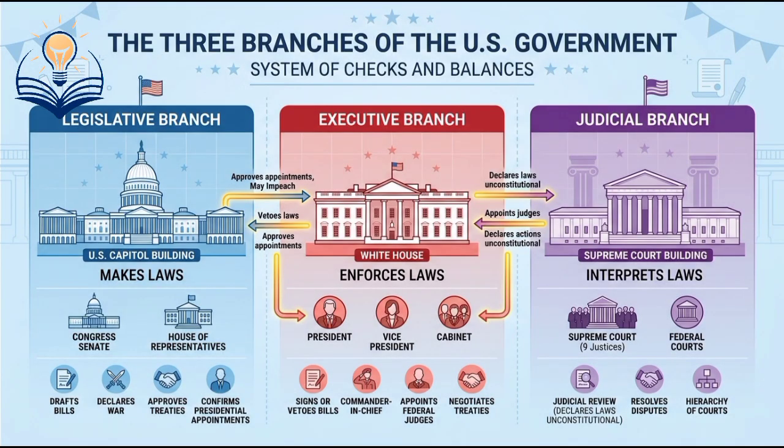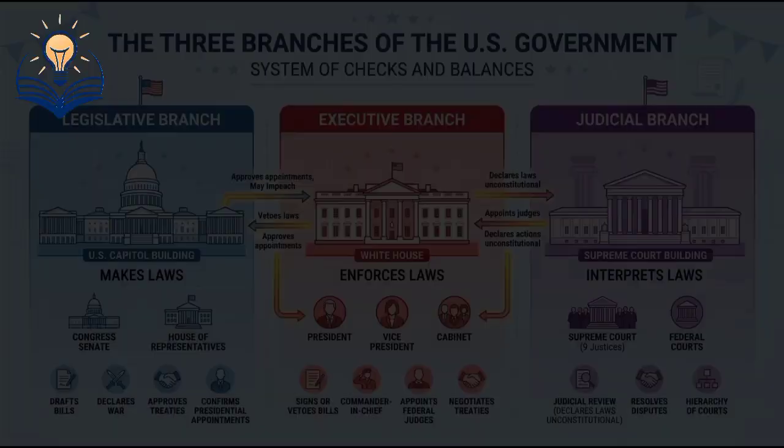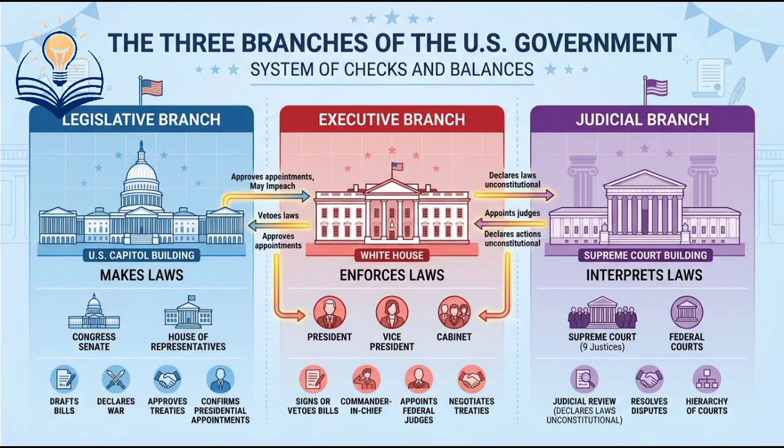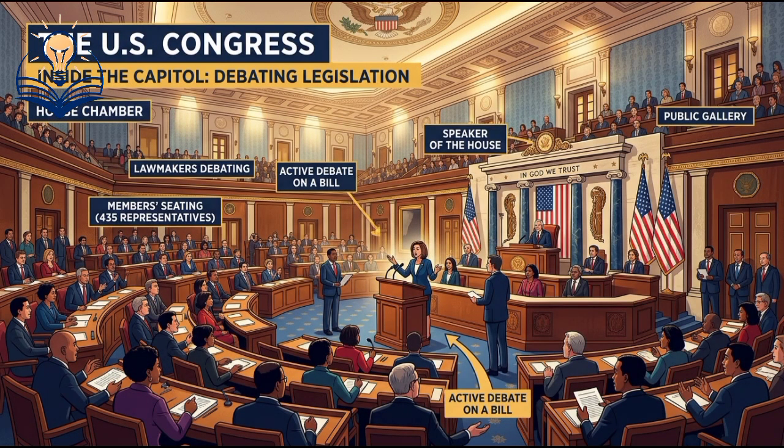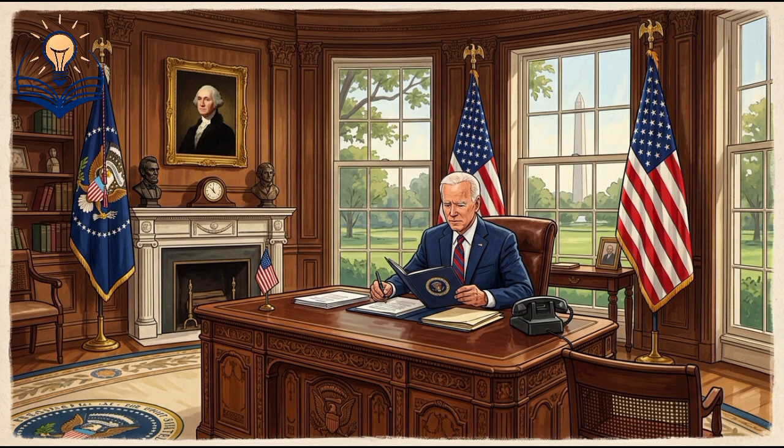The Constitution established 3 branches of government. First, the legislative branch, also known as Congress, would make laws. Second, the executive branch, led by the president, would enforce laws. Third, the judicial branch, including the Supreme Court, would interpret laws. This system created separation of powers. Each branch could limit the power of the others through a system called checks and balances. The goal was simple: prevent any one person or branch from becoming too powerful.